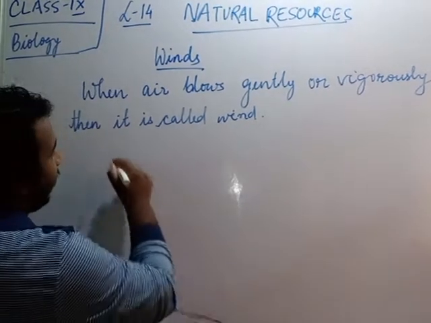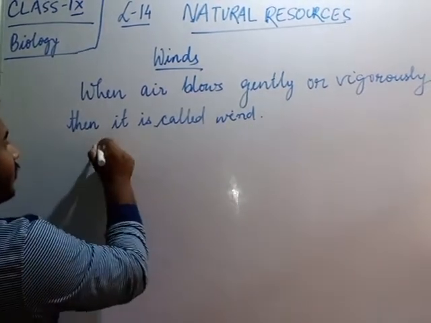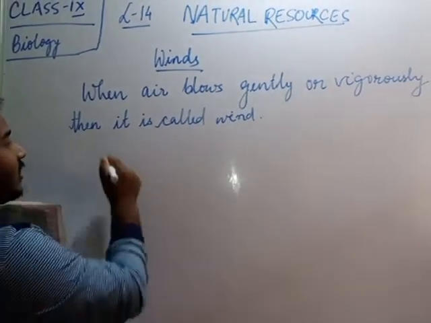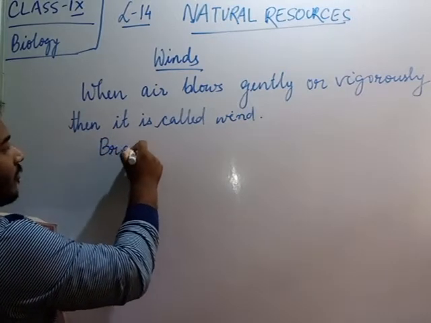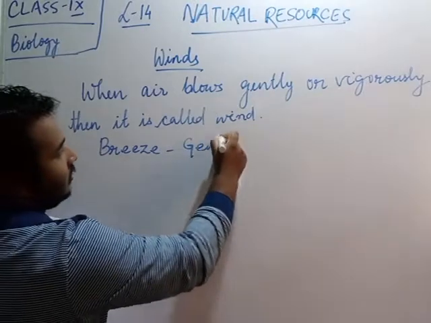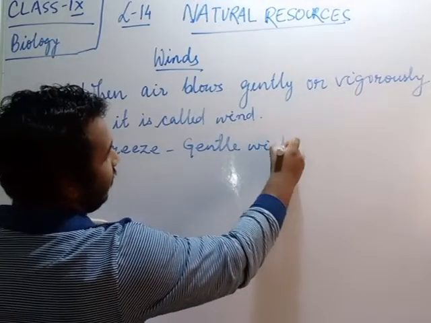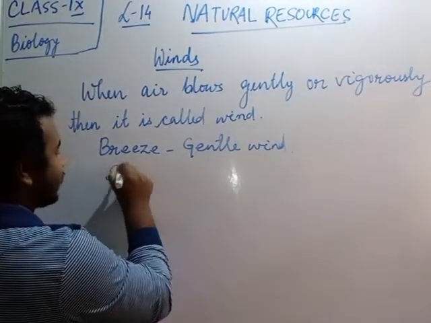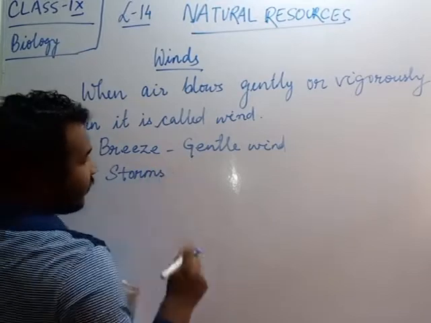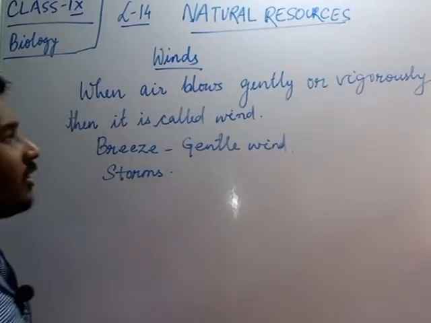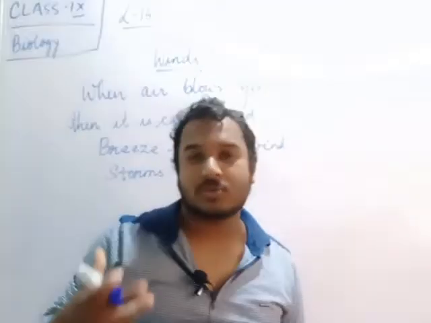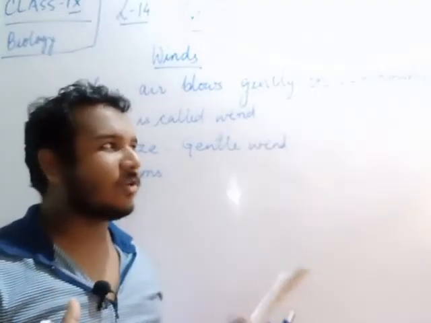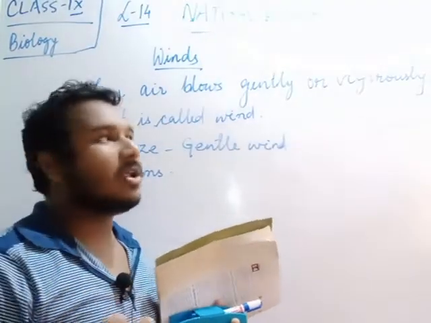Normally the gentle winds are called breeze, and the more vigorous, high winds are called storms. Wind, breeze and storm. The thing to remember is that when our atmosphere is heating, then we get hot air or hot winds. When it is cooling down, then we get low winds.